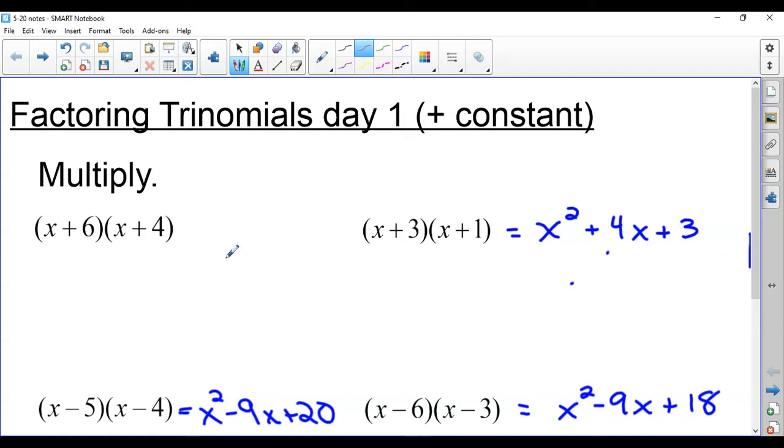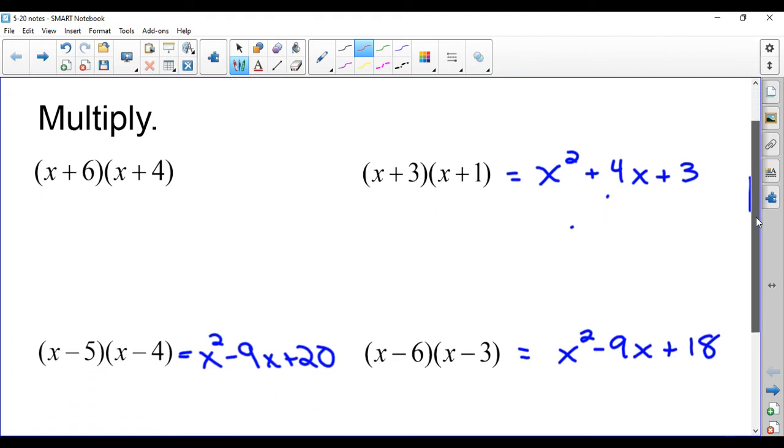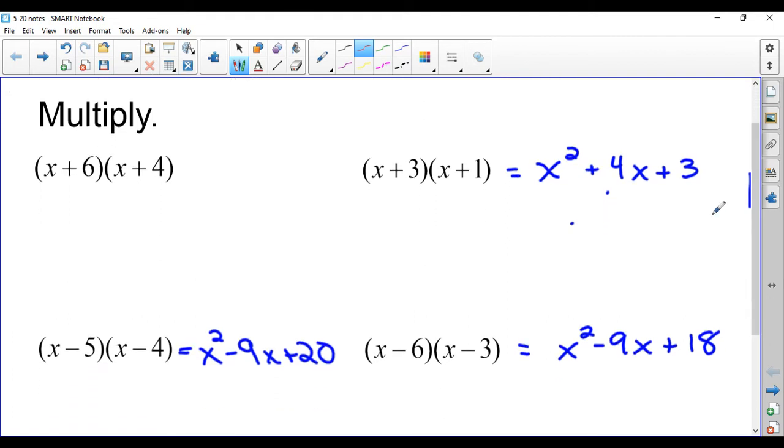For today, we're going to start with a quick reminder of the multiplication of binomials that we were doing last week. For example, if I have x plus 6 times x plus 4, and some of you were using the FOIL method and some were using the box method, I'm going to do one of these with boxes just to remind you. So when we do it with boxes, this is a binomial times a binomial, so I need 2 boxes and 2 boxes.